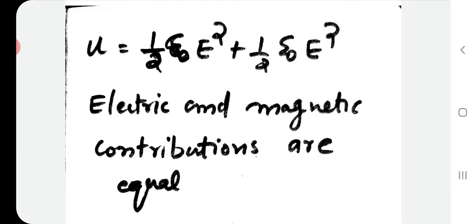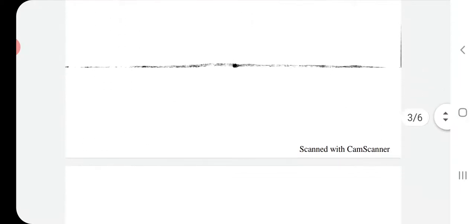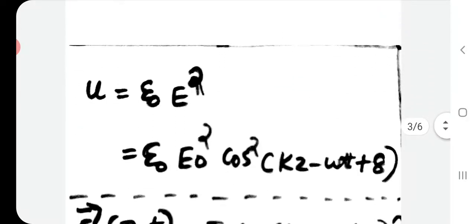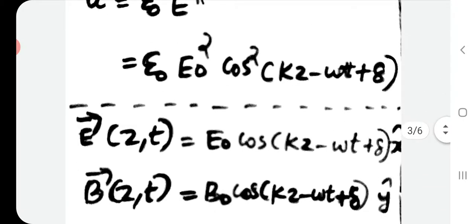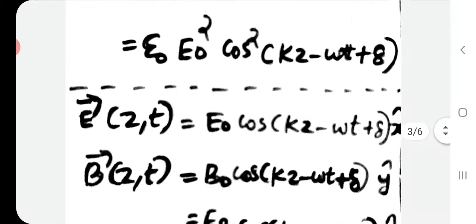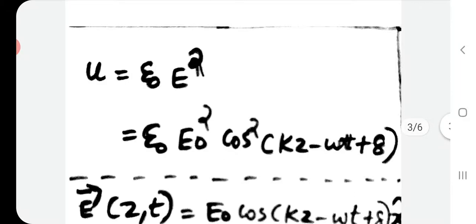Okay, so one can say U is equal to epsilon 0 E square. E we know is E0 cos(kz minus omega t plus delta) unit vector x. So E square is E0 square cos square(kz minus omega t plus delta). So this is our energy density, or energy per unit volume, stored in the electromagnetic wave.